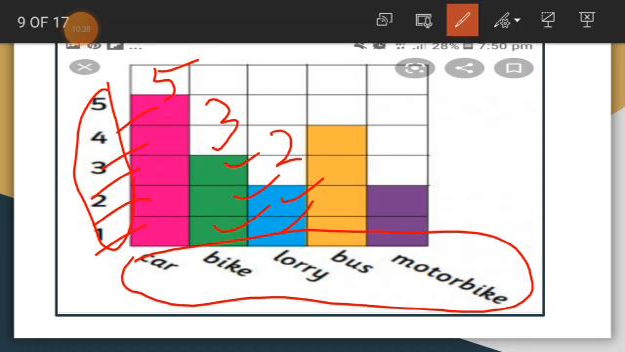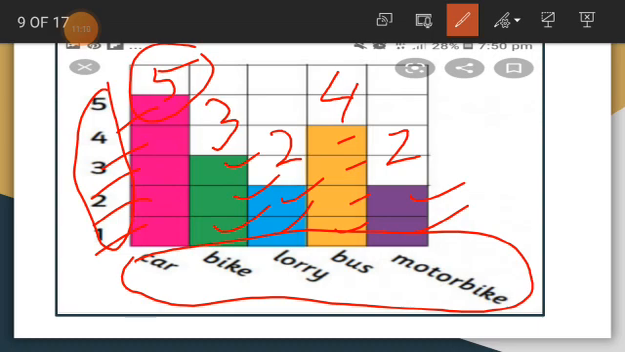Now count the next color. How many people use bus? 1, 2, 3, 4. 4 people use bus. Now see, what is the last one? Motorbike. How many people use motorbike? 1 and 2. So, which vehicle do we use most? Yes, we use the car because 5 people use the car, 3 people use bike, 2 people use lorry, 4 people use bus and 2 people use motorbike.